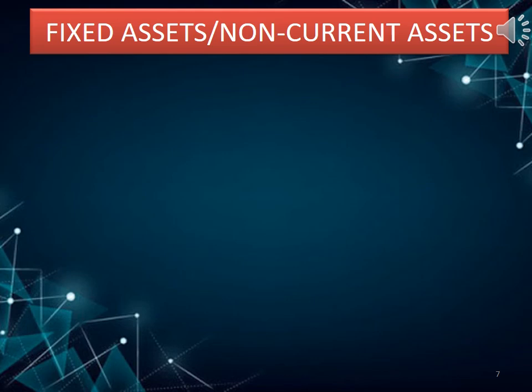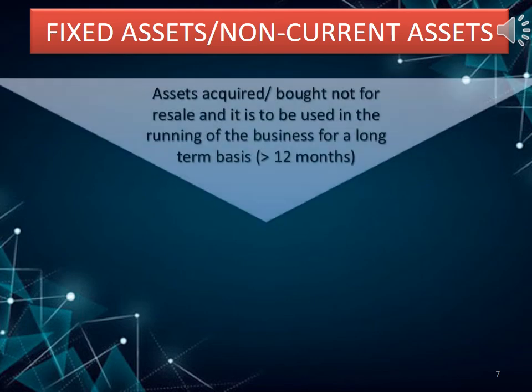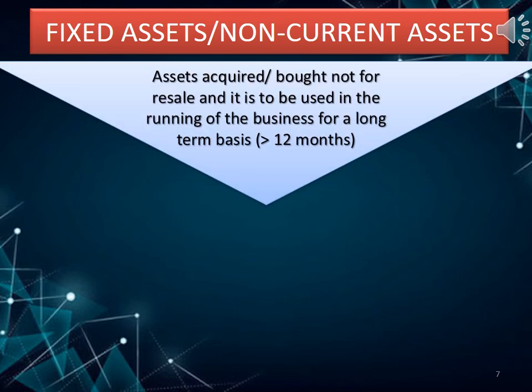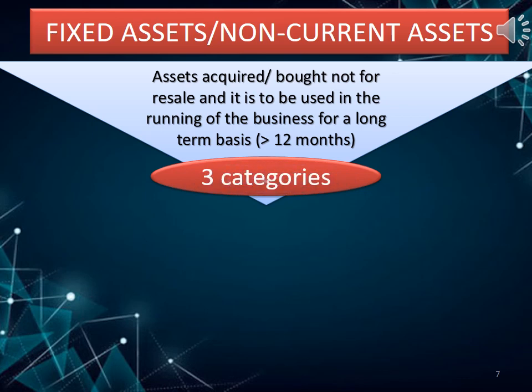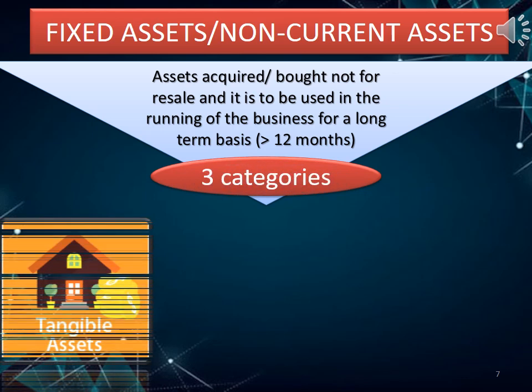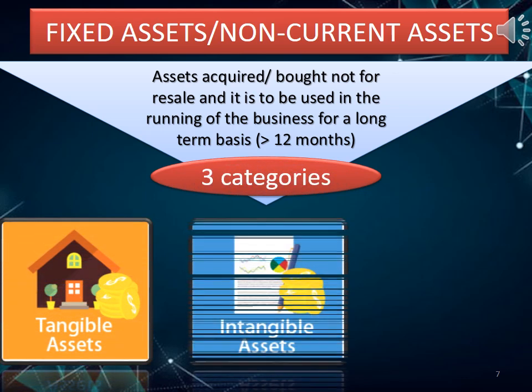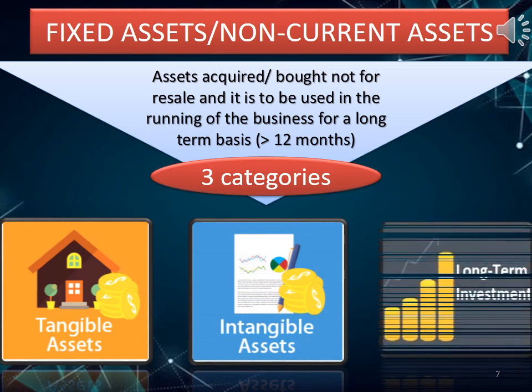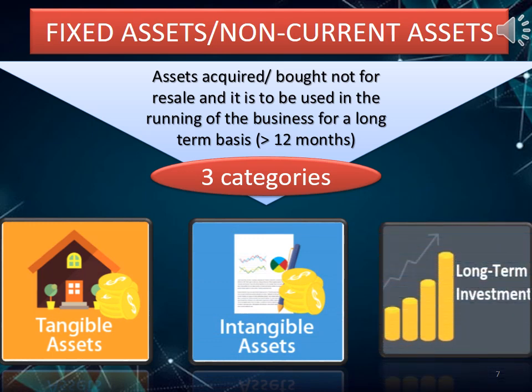Next, fixed assets or non-current assets. These assets are acquired or bought not for resale, and are to be used in the running of the business on a long-term basis, which is more than a 12 months period. Fixed assets can be divided into 3 categories: tangible assets, intangible assets, and long-term investments. We are going to look at each of these categories one by one.